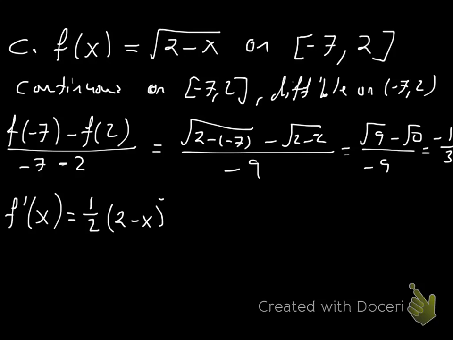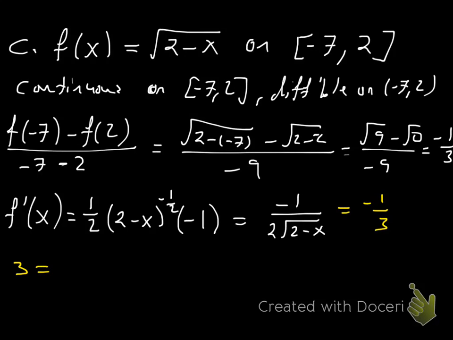If we take the derivative, now the 1/2 comes down, (2 minus x) to the -1/2 using the power rule. We're also going to have to use the chain rule because we have a minus x, so when we take the derivative of the 2 minus x, we're going to have a -1 left over. Okay, and there's our derivative, -1 over 2 times the square root of 2 minus x, and we're going to set it equal to the slope of the secant line, which is -1/3.